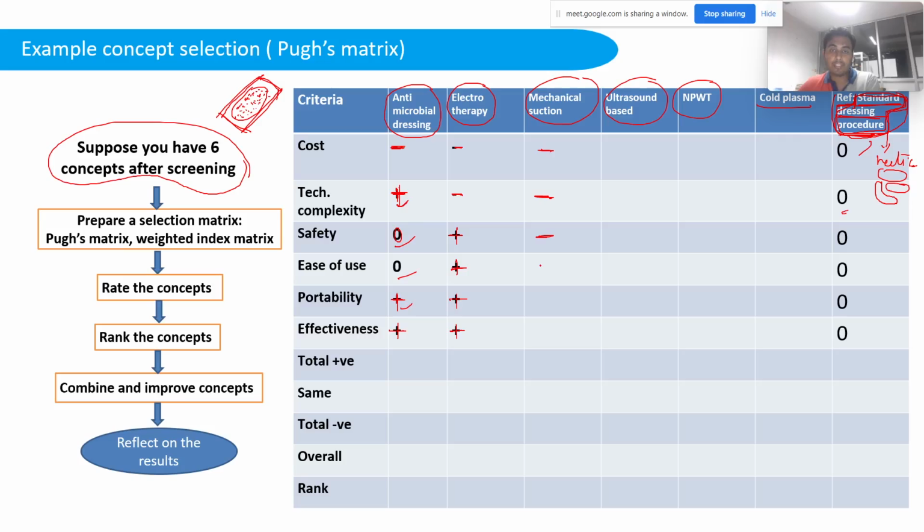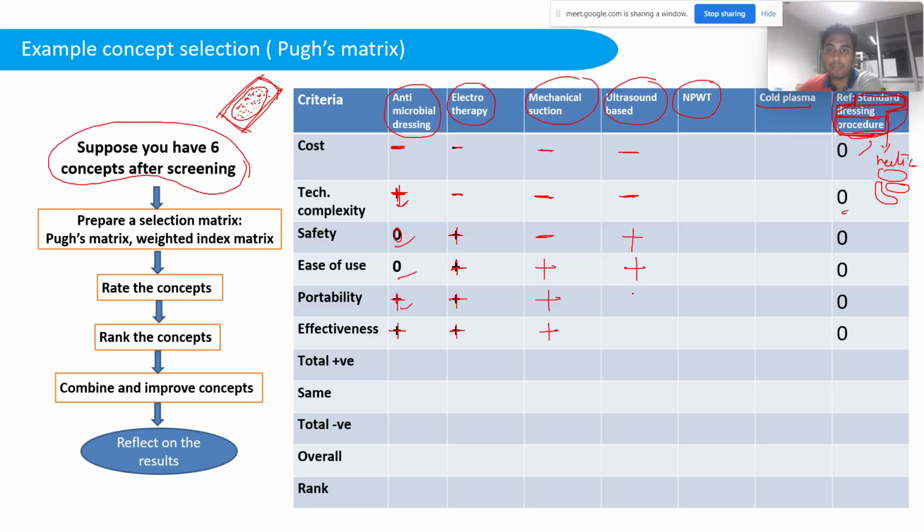Ease of use, yes, it is ease of use. This is positive. It is portable, yes. Effectiveness, it is effective in terms of the principle. Okay. Ultrasound based. Ultrasound is again costly, so negative feature. Technical complexity, it's quite complex, which is a negative feature. Safety wise, it is safe. Okay, ultrasound is quite safe.